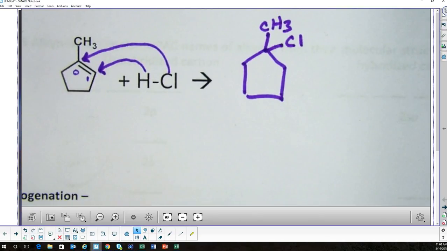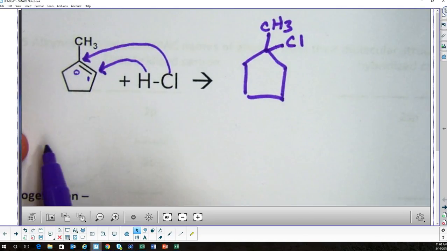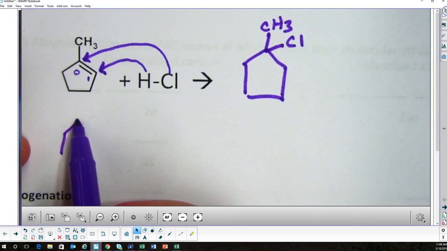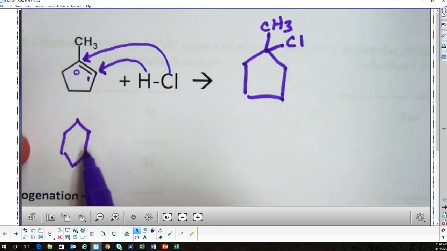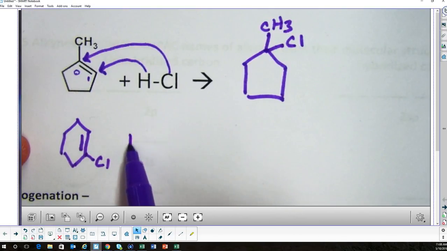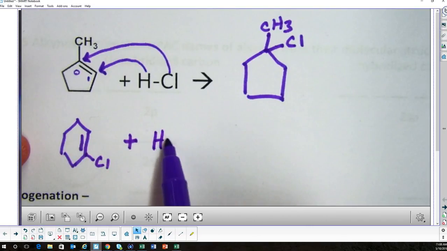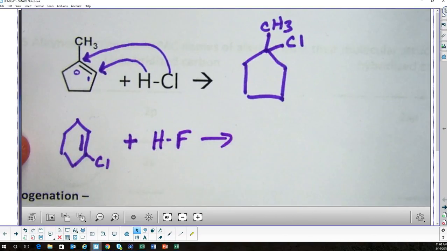So they always attach to the double bonds? Yep. When they attach, the double bond goes away. Okay? Ready to do another one? I'm just going to draw it because we've got enough room right here. I like cyclohexene. And let's put a chlorine on this side. And this time we're going to add hydrogen fluoride. Okay, predict the product. I want you to try it on your own.